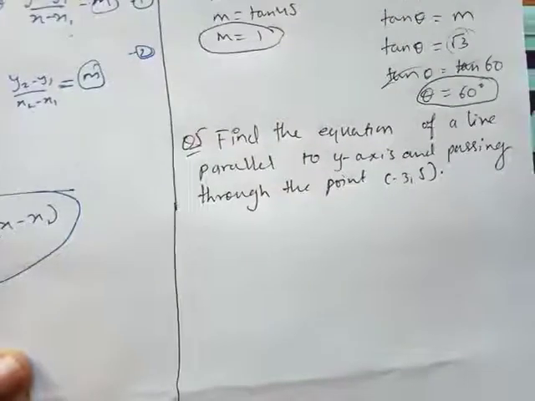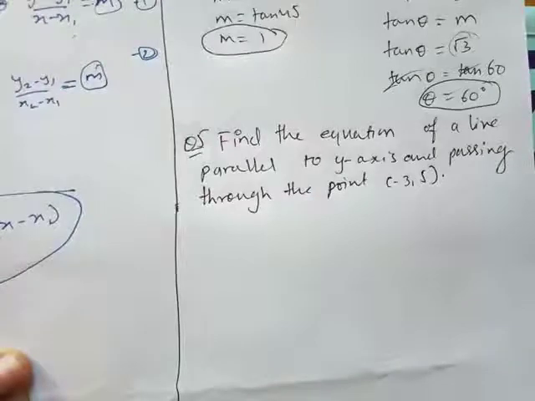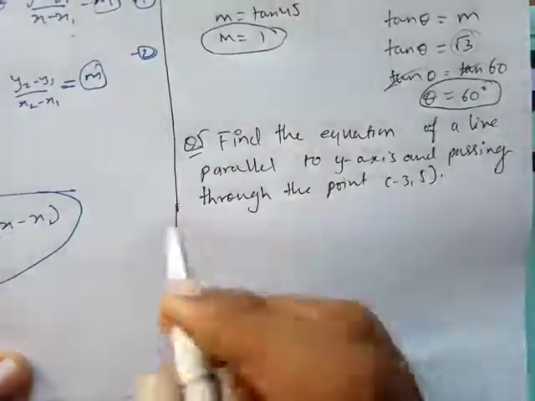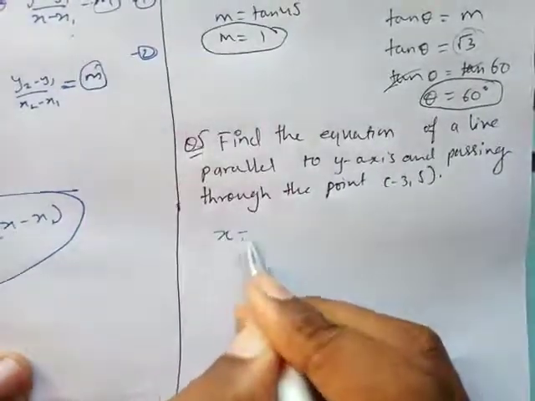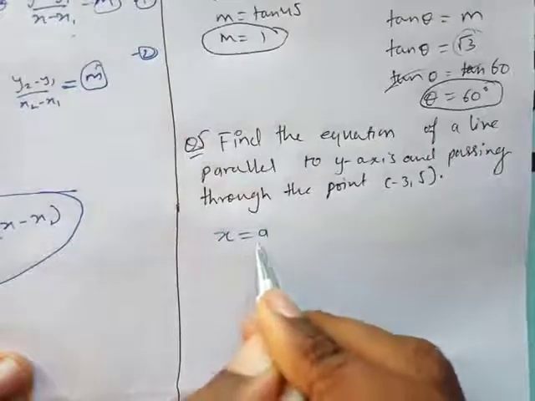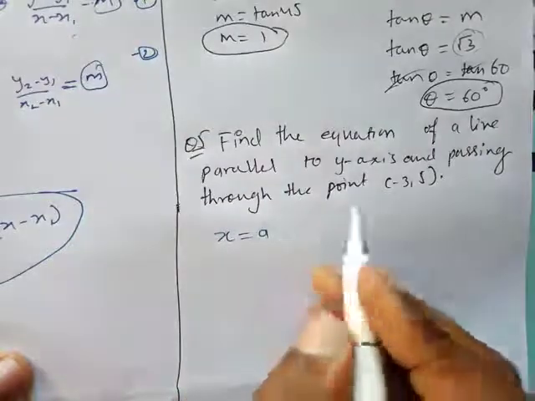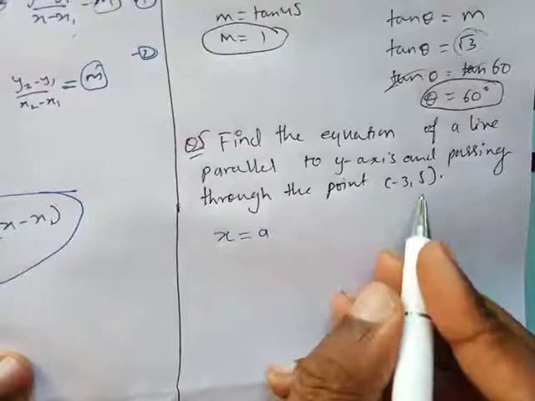Let's have a look in question number 5. Question number 5 says find the equation of a line parallel to y-axis. If they said parallel to y-axis, I know the equation of a line. The equation of a line is going to be like this: x equals to a, but I need to figure out what is a going to be. Passing through the point -3, 5.